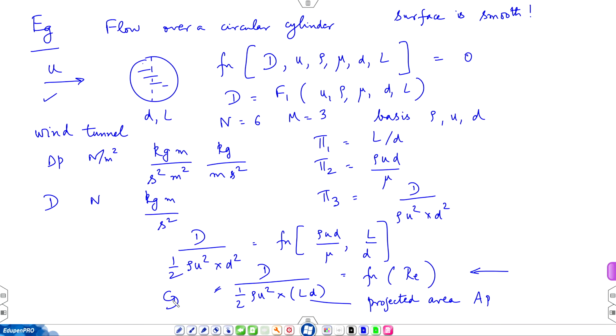Now, if you do a similar analysis for a sphere, then projected area is, what is the projected area? It is just pi d square, right. So, the relationship is expressed as drag divided by half rho u square times projected area, that is a function of Reynolds number. It will be a different function compared to a circular cylinder.